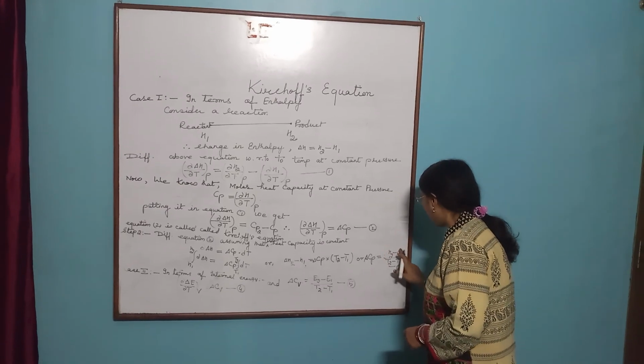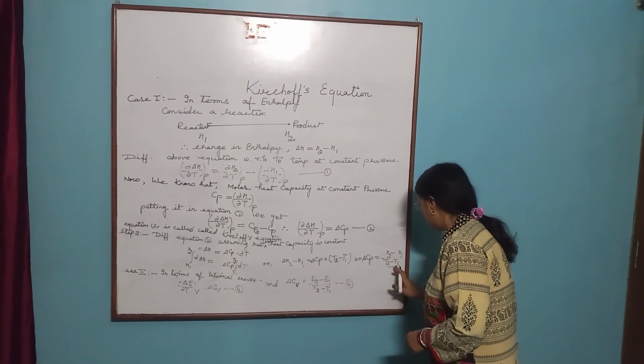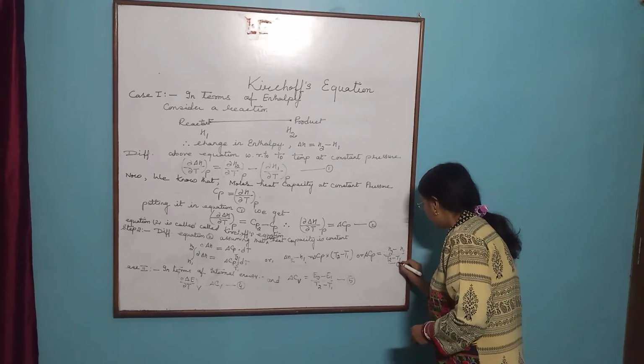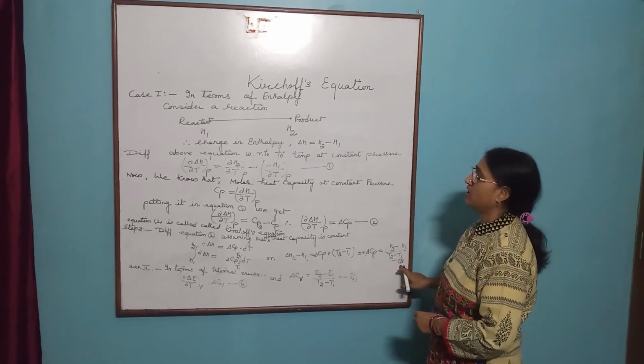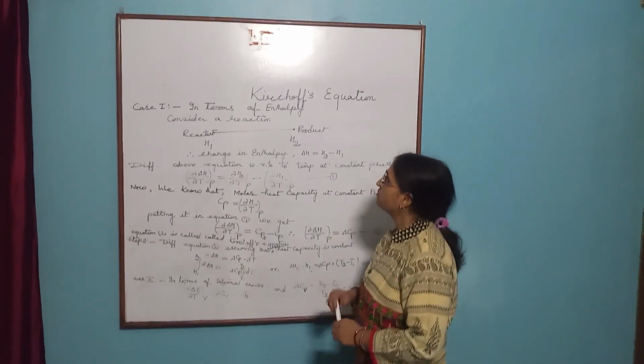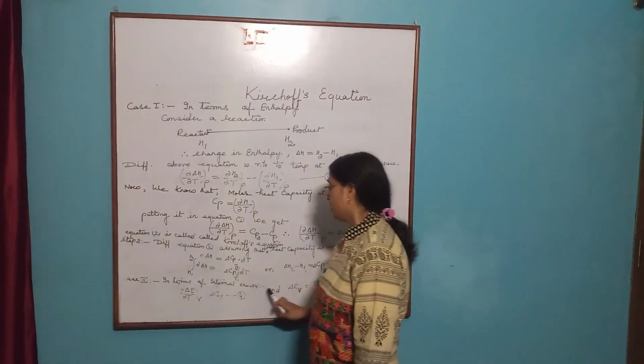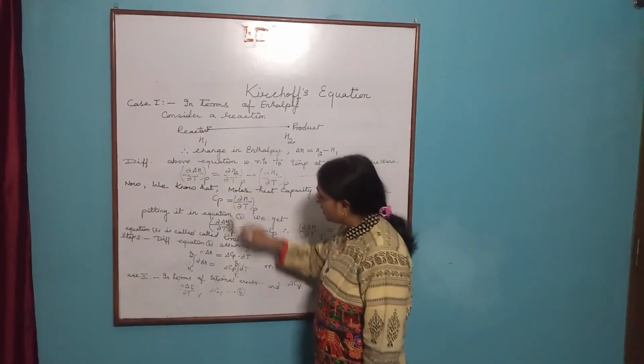divided by (T2 minus T1). This will be equation 3. Equation 3 is also known as Kirchhoff's equation. Now, Kirchhoff's equation can also be expressed in terms of internal energy in a similar way.